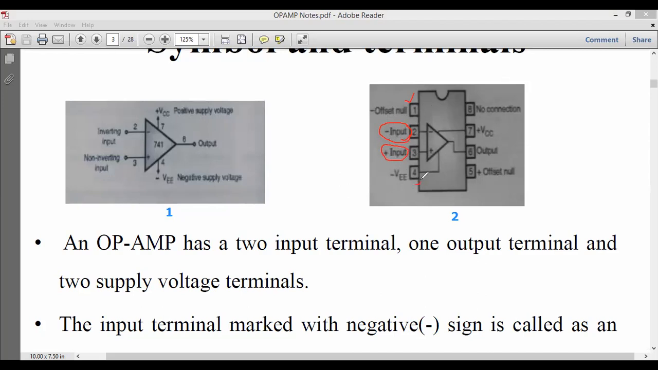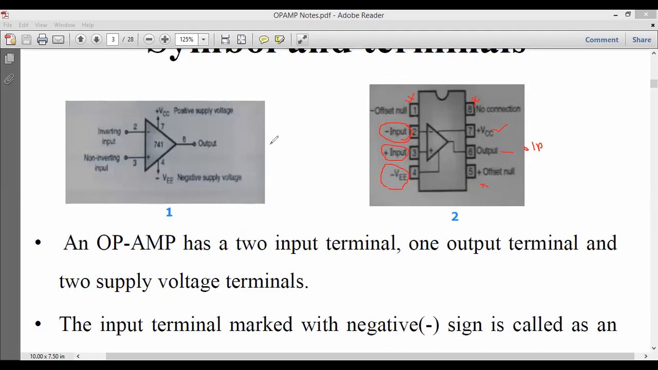Pin number 4 is connected to minus VEE, the negative voltage of the power supply. Pin number 8 is not connected, so we will not use pin number 8, pin number 1 and pin number 5. Pin number 7 is connected to the positive of the voltage, and pin number 6 is your output terminal of the op amp. So if a question is asked to define the operational amplifier, draw the pin configuration and list the input and output terminals of the op amp, then please denote it like this. This is in terms of the IC package.